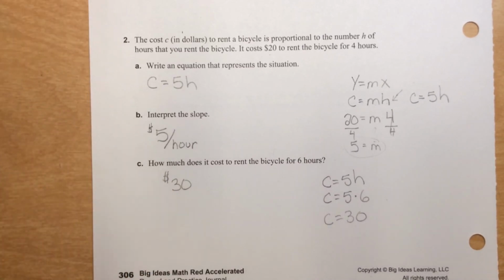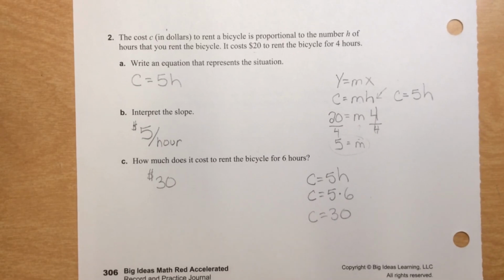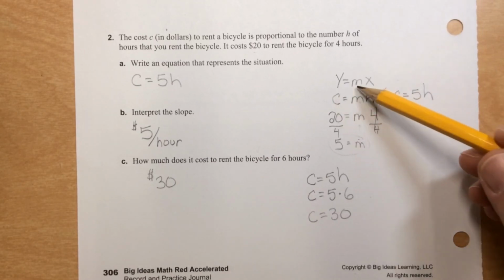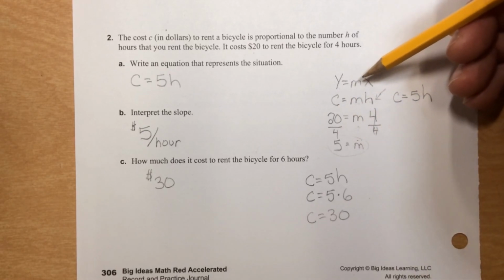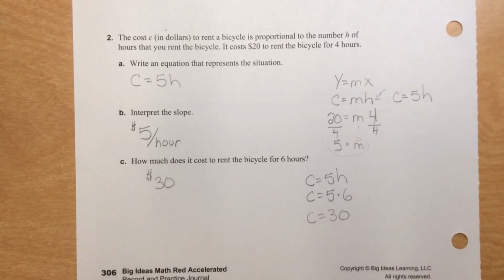Excellent. Well, hopefully this homework didn't take too long. Like I said, it is a throwback to a lesson that we did earlier this year talking about direct variation. The big difference here is now we're not calling it y equals kx, we're calling it y equals mx, and we're identifying m as the slope of our line, and we'll be needing that for future lessons.